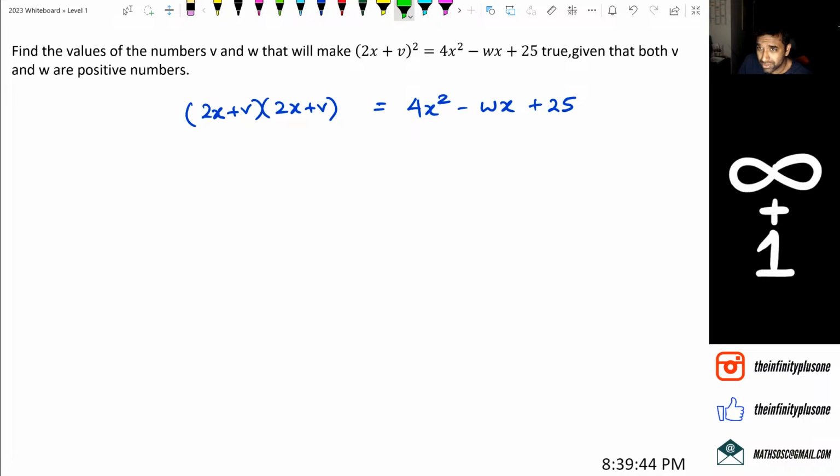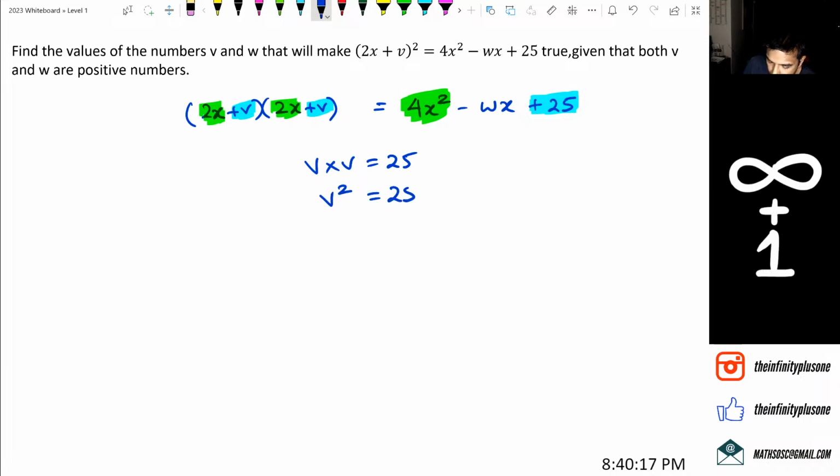There's kind of two answers in this that you have to understand. Because if you do 2x times 2x, that's equal to 4x squared. That's pretty easy to do. Now the next thing is the positive v times positive v is equal to positive 25. So when we do this, we're going to get v times v is equal to 25, v squared equals 25.